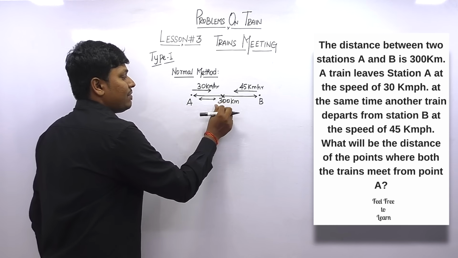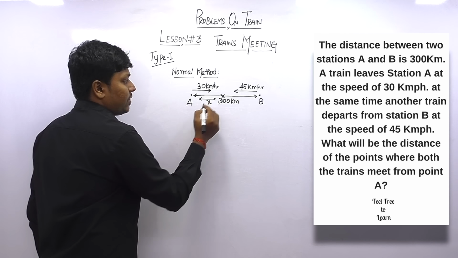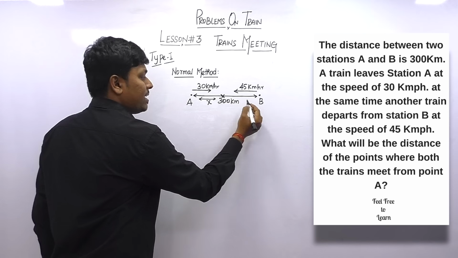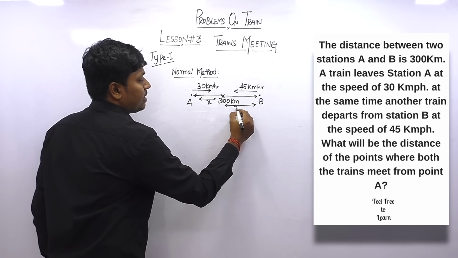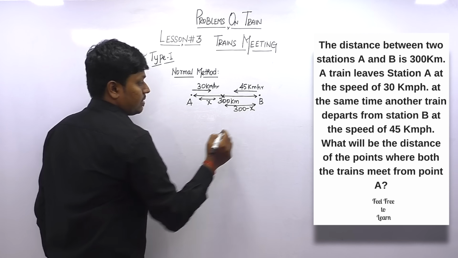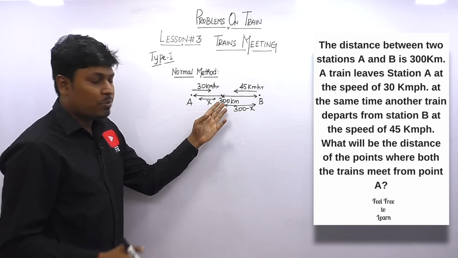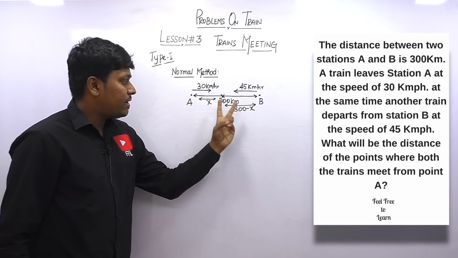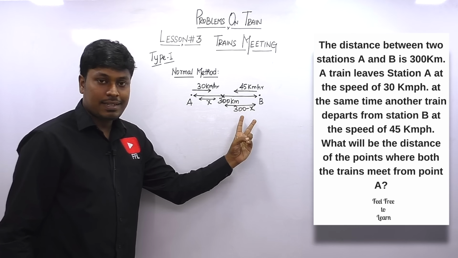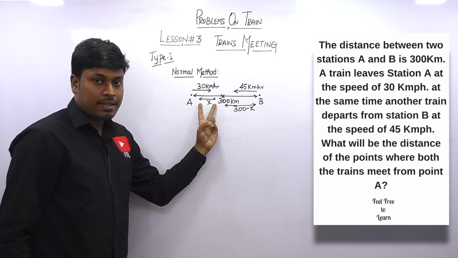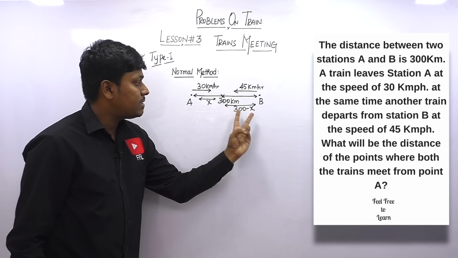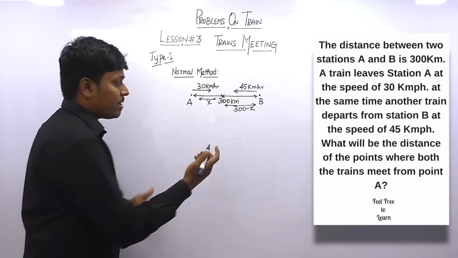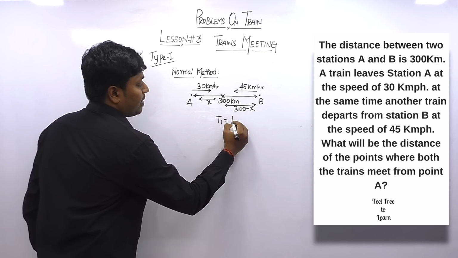So let me do one thing, we can assume this as x. We don't know the distance traveled by the first train, and the remaining distance will definitely be traveled by the second train, that is 300 minus x. Friends, got the point? When both the trains meet, if one train covers x distance, definitely the remaining distance will be covered by the second train. So one train is x and the other is the total distance 300 minus x. Similarly, if they are meeting, we need to equate the time, right? So equate time 1 is equal to time 2.